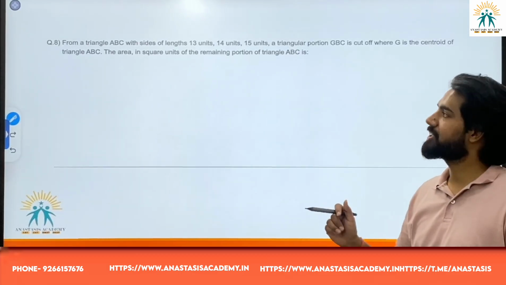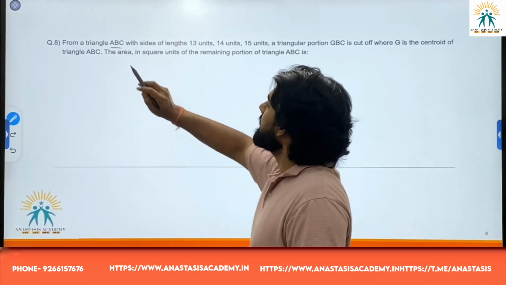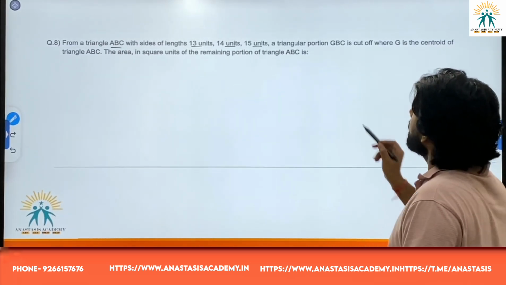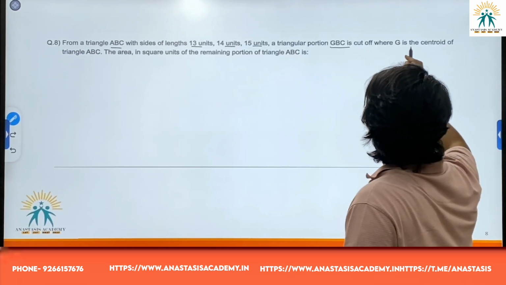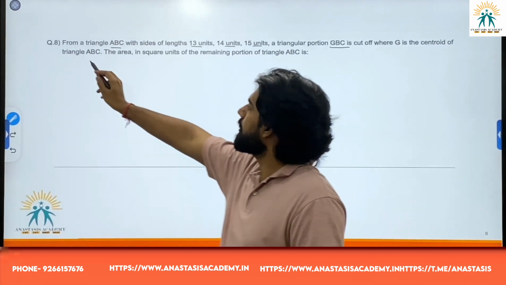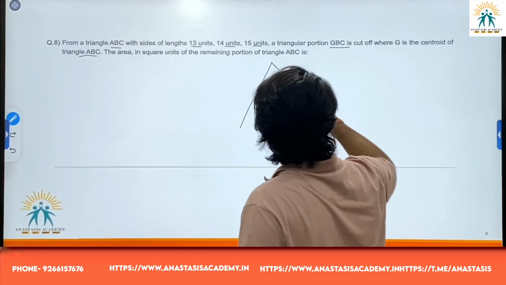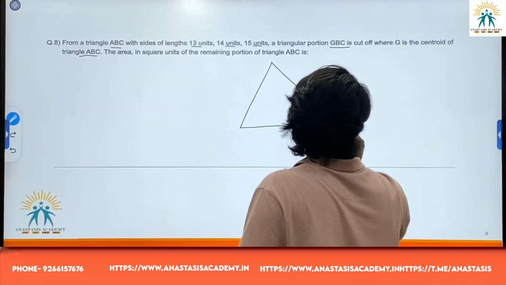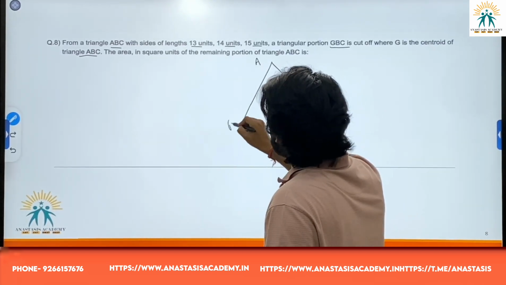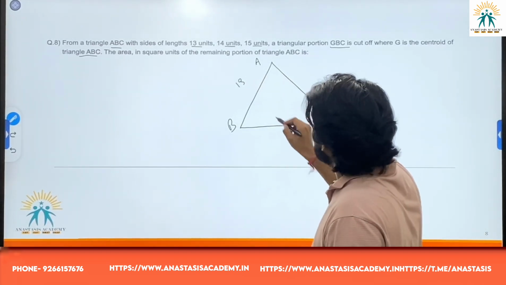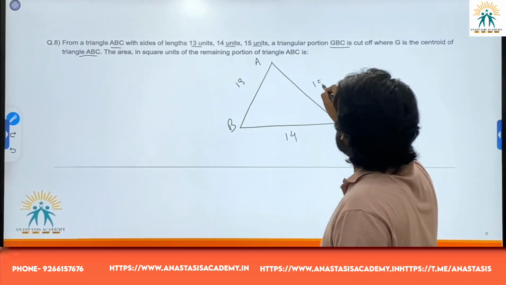Let's just solve this question. From a triangle ABC with sides 13, 14 and 15, a triangular portion GBC is cut off, where G is the centroid of triangle ABC. So let's just assume this is the given triangle A, B and C. The sides are given to me as 13, 14 and 15.